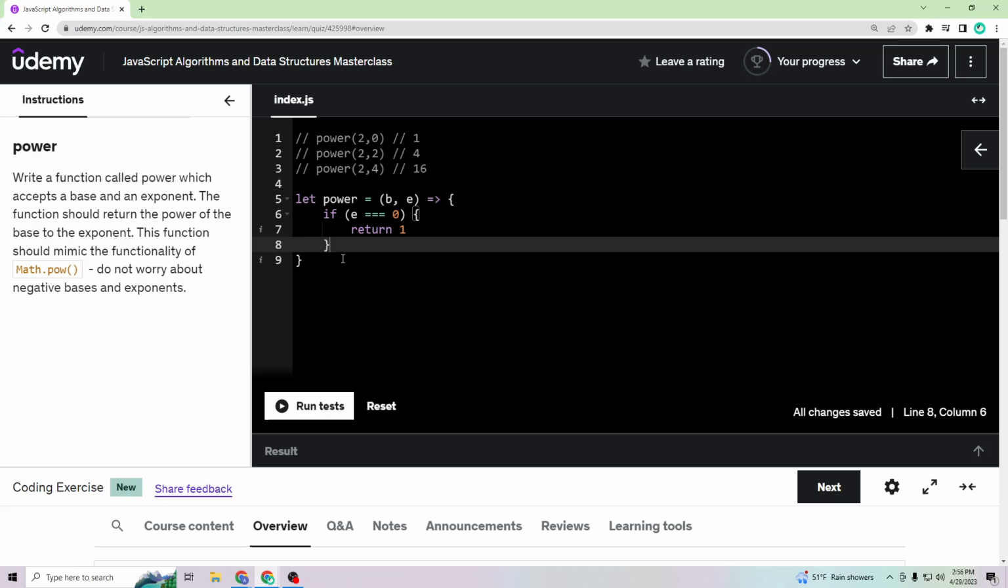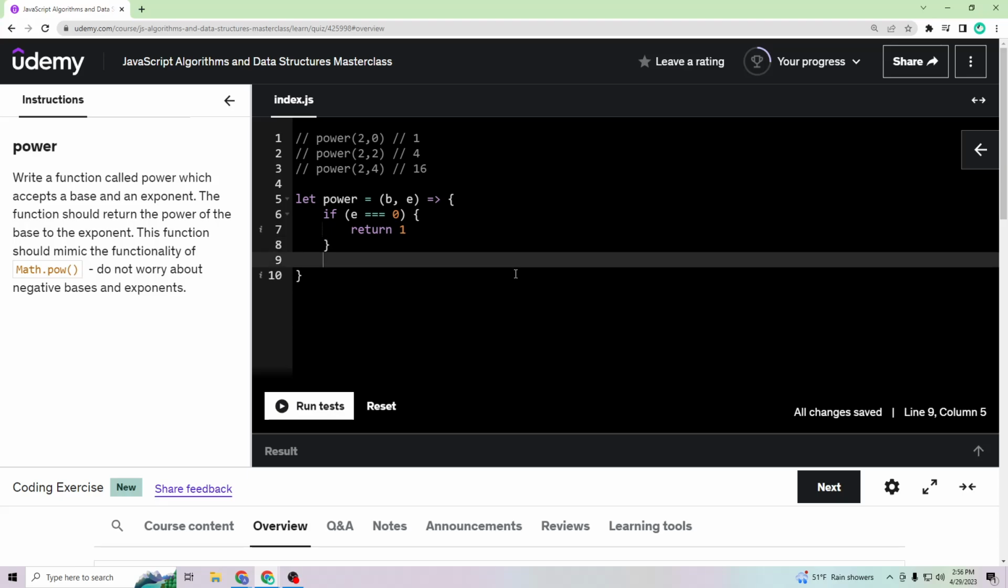Okay, so now if we don't have an exponent being originally equal to 0, that means that we have something like 4 to the second power, or 4 to the third power, or 2 to the fifth power, something like that. And so what we want to do is we want to multiply the base by itself that many times.